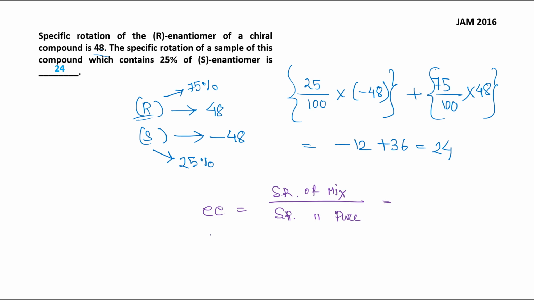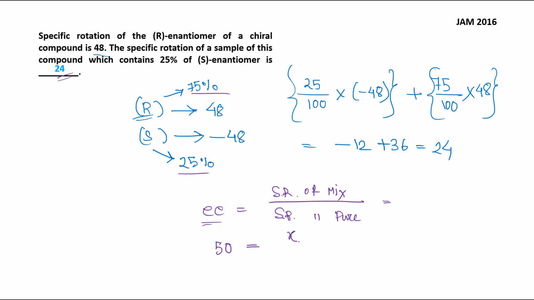Okay, so in this case, how can we understand this EE? Because it is 75% and 25%, that means 25 will cancel out 25 out of 75, so that is the EE value. Ultimately it will be 50. So the specific rotation of the mixture is actually the answer we will get.